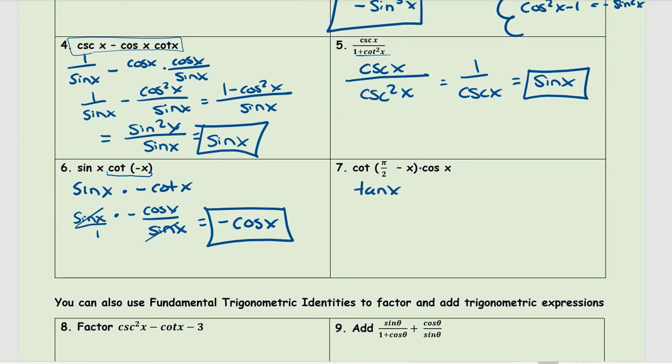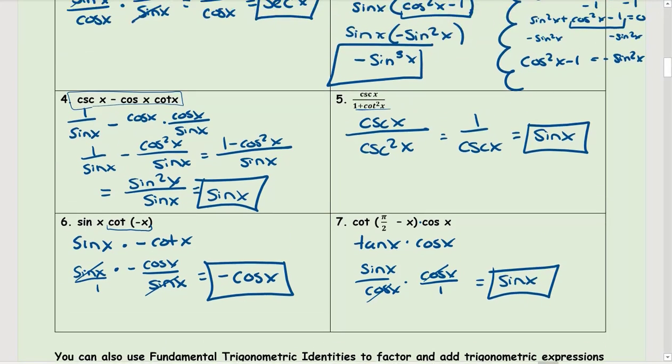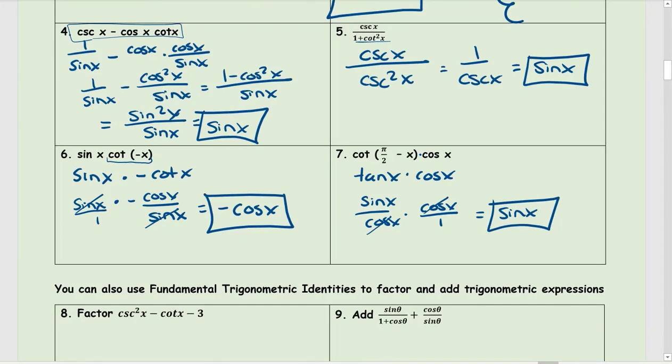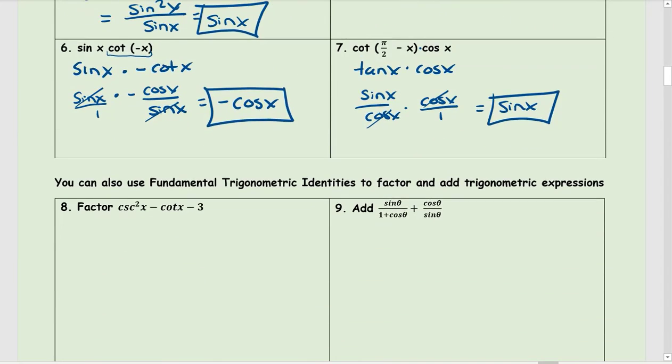So we have tangent of x times cosine of x. Now, tangent of x using the quotient identities is sine of x over cosine of x, times cosine of x, and that's really cosine of x over 1. So we have a cosine in the numerator and denominator. So this is just going to end up being sine of x. Now, I know we have a lot of sine of x's here. That doesn't always turn out that way. I was just trying to give you some good examples.